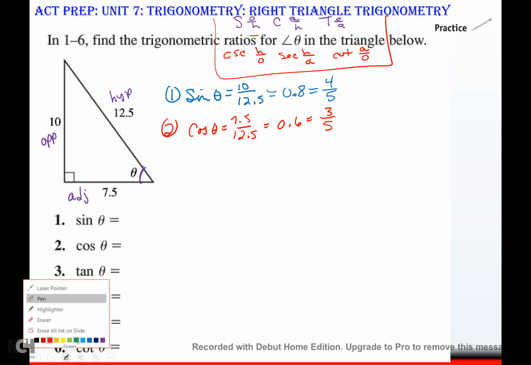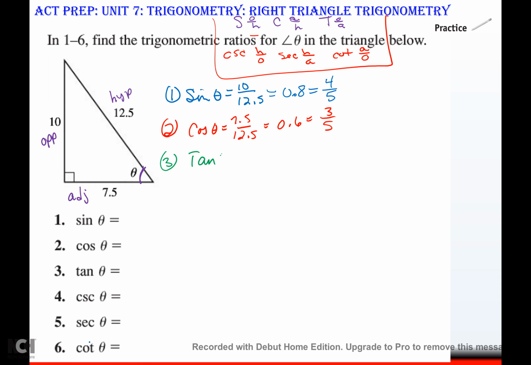Okay, then if I do tangent theta, it's opposite over adjacent, so opposite is 10, adjacent is 7.5. Type that in, I get 1.3 repeating. Math enter it, you get 4/3. So now to do the cousins, all right, number 4, they want cosecant theta, which is going to be, again, you're just flipping it. You're doing hypotenuse over opposite. So that's going to be 12.5 over 10, which when I type that out, I get 1.25. Math enter it. I get 5/4.